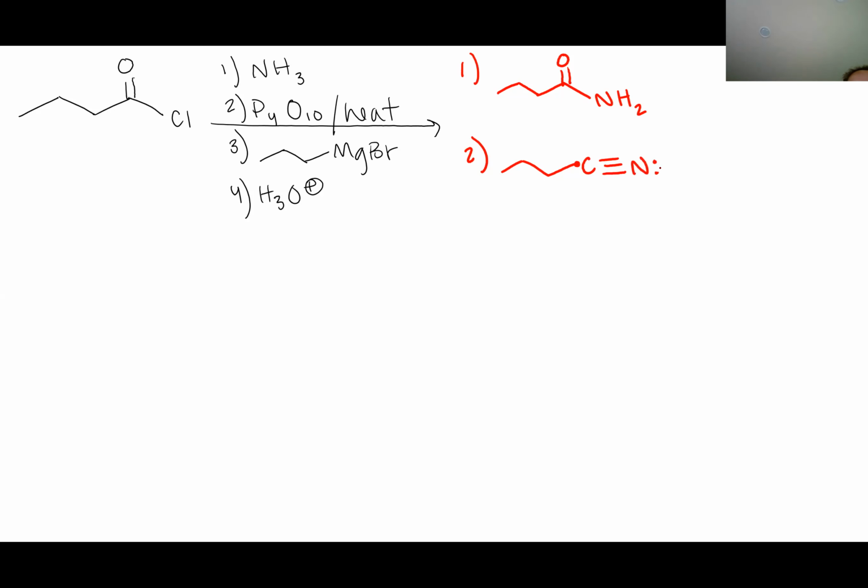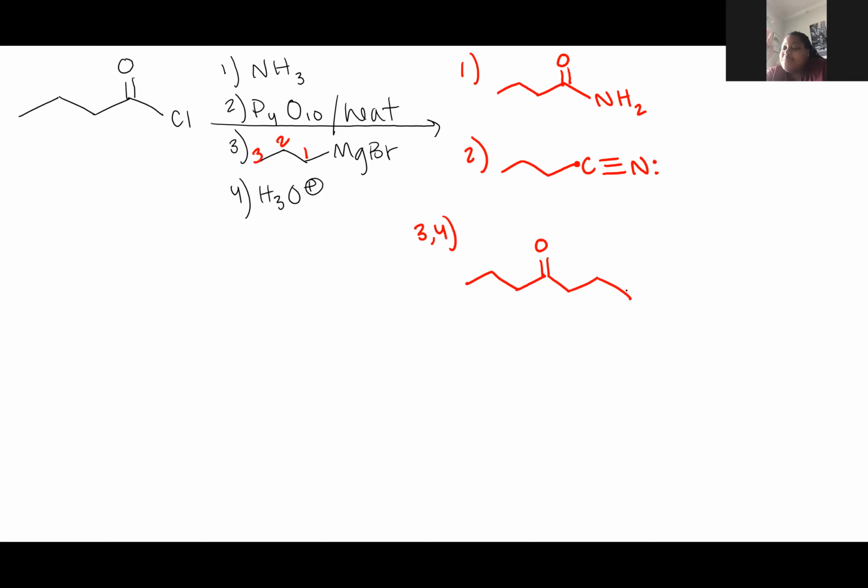Okay, what happens when you attack a nitrile with a Grignard? Formation of a ketone. Right, so steps 3 and 4 together make a ketone. And again, make sure that you're careful with the number of carbons. Your ketone is going to be on your nitrile carbon. And then you're going to add 1, 2, 3 carbons from the Grignard.